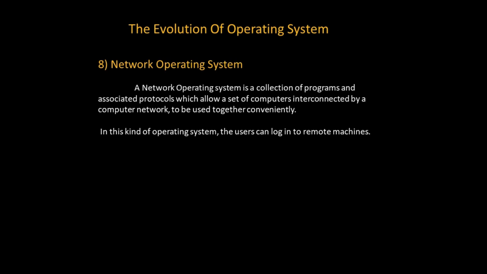The next kind of operating system we will be talking about is the network operating system. A network operating system is a collection of programs and associated protocols which allows a set of computers interconnected by a computer network to be used together conveniently. In this kind of operating system, the users can log in to remote machines.